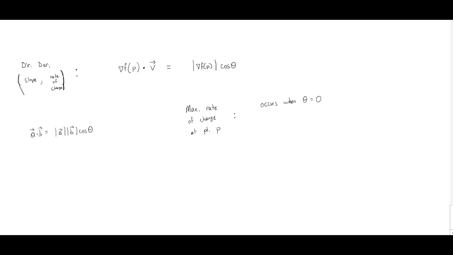Now, if the angle is 0, what does that mean about my two vectors? I'm saying the angle between my two vectors was 0. So if that angle is 0, that means my vectors point in the same direction, right? So the max rate of change at the point P occurs in the direction of the gradient vector itself, okay?